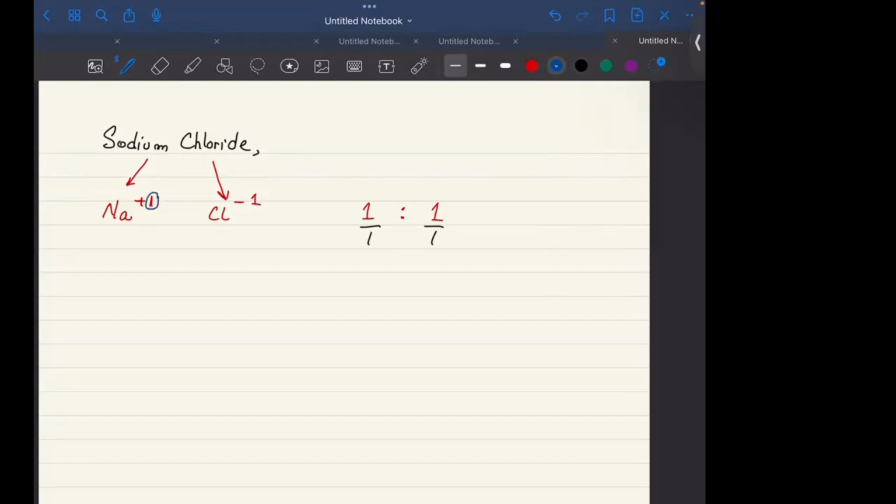charges. The second step is drop the charges or leave the charges, and take the number with the sodium, 1, and bring it at the bottom of chlorine, which we call bringing it as a subscript. Subscript, smaller number at the bottom. Similarly, the number written with the charge of the chlorine, 1, you take it at the bottom of sodium.